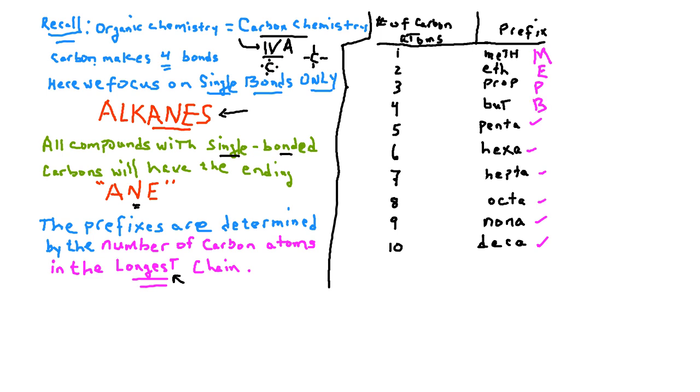The way I remember the first 4, because I seem to have a block in my mind, is "Me peanut butter" or "Mancini eats peanut butter," or whatever you like: MEPB. 1 carbon, 2 carbons, 3 carbons, 4 carbons.